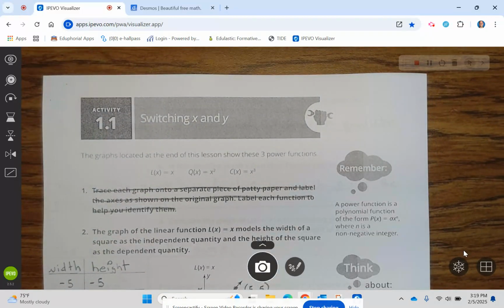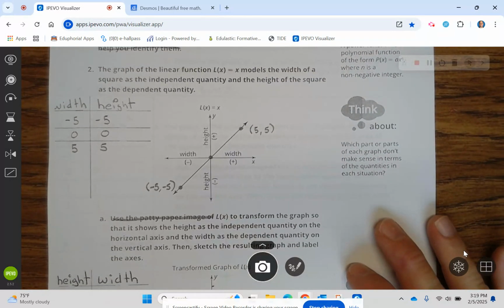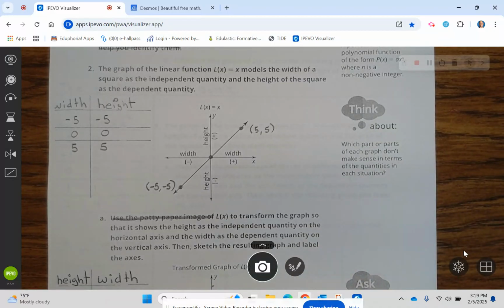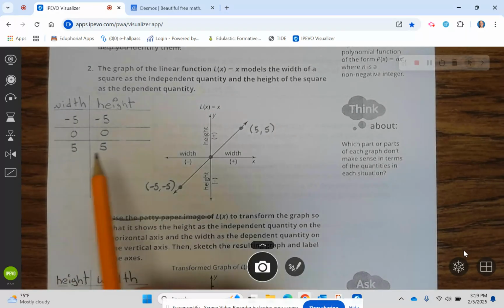1.1, switching x and y. The graphs located at the end of this lesson show these three power functions: L of x equals x, Q of x equals x squared, C of x equals x cubed. Go and mark out number 1. Number 2, the graph of the linear function L of x equals x models the width of a square as the independent quantity and the height of the square as the dependent quantity. Okay, go ahead and complete the table that corresponds to the graph.